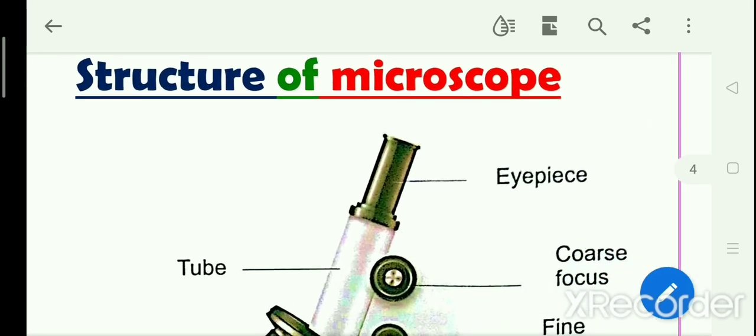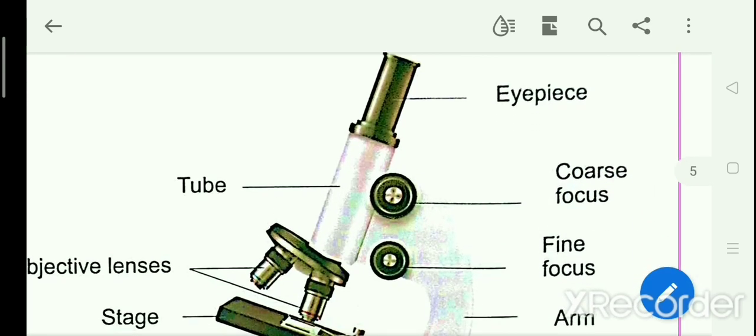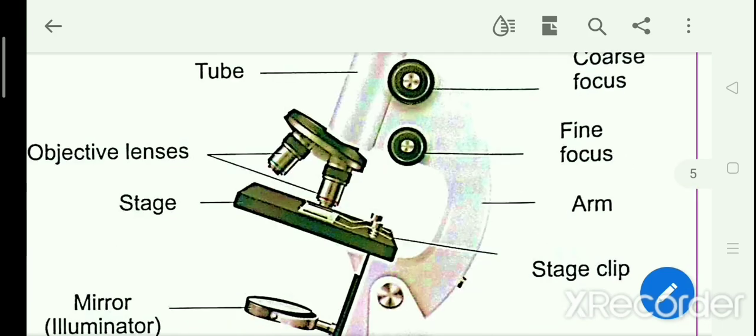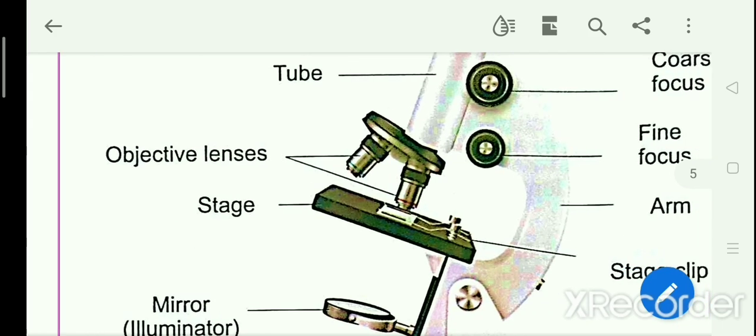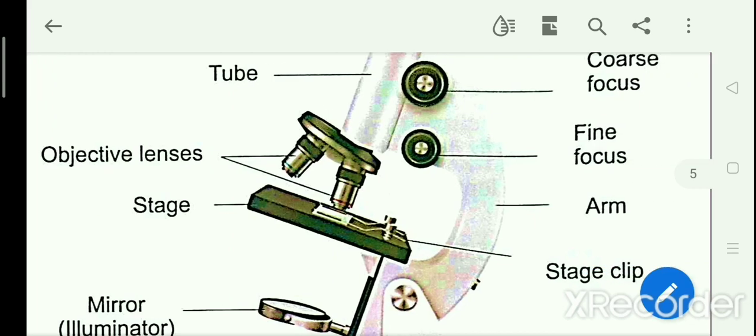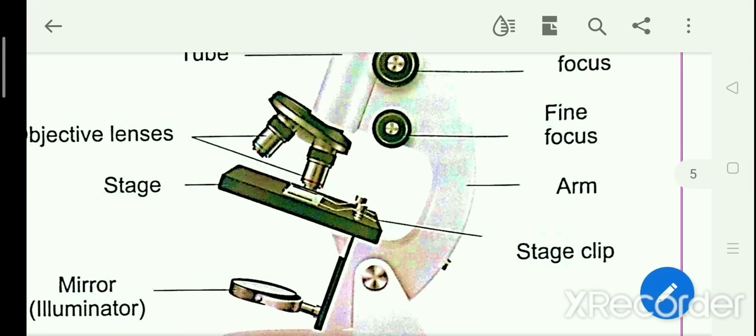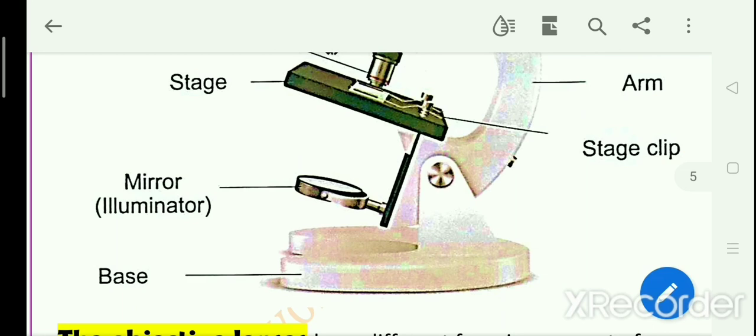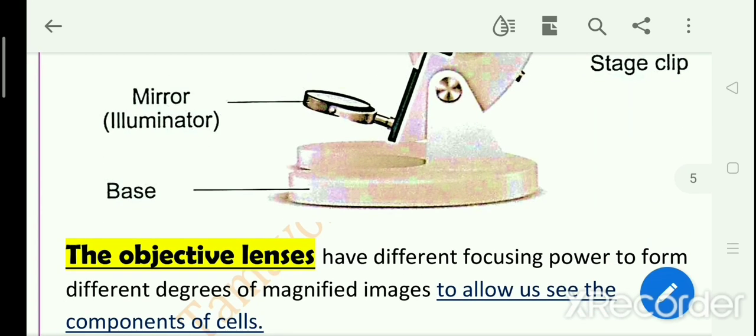So again, repeat after me. Parts of the microscope: eyepiece, tube, coarse focus, fine focus, arm, objective lenses, stage. We put a slide on the stage and we fix the slide with the stage clip, mirror or illuminator, and the final one, base.